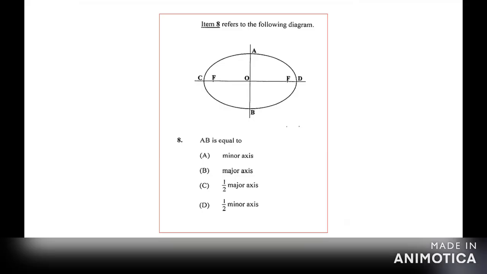Number 8, AB is equal to, so AB is top to bottom, that's equal to half of, yeah, this is the minor axis AB, and the major axis is CD. So the minor axis will be equal to half the major axis. Okay, so the answer would be C.